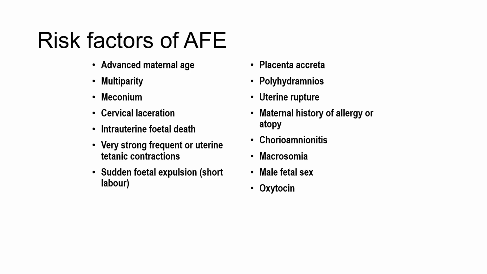In the case of polyhydramnios also, the pressure inside the uterine cavity will be more, so there is a chance of forcing. When the pressure is more inside the cavity, the fluid may get forced into the maternal circulation. And another reason is uterine rupture. Already I have told you about the cervical lacerations. In the same way, here also, when the membranes are ruptured and when the uterus is ruptured, there is a chance for entry of the amniotic fluid into the maternal circulation.